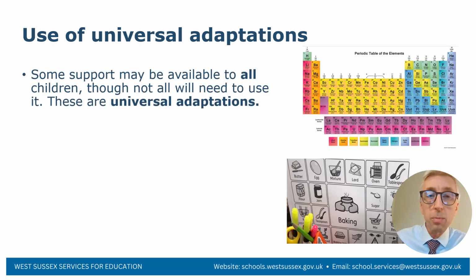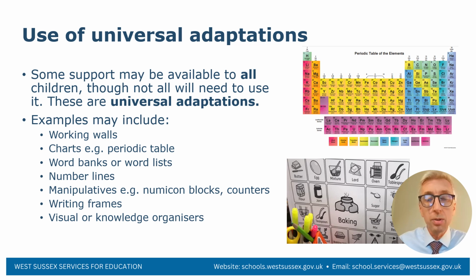Now, remember, some support may be available to all children, though not all will need to use it. These are what we call universal adaptations. There are many examples which may include working walls, where important vocabulary or knowledge is kept visible and then grows over the course of several lessons, allowing children to draw on it when needed. Charts, for example, the periodic table is shown on the right, used in secondary schools, and again it remains visible so it can be accessed at any time.